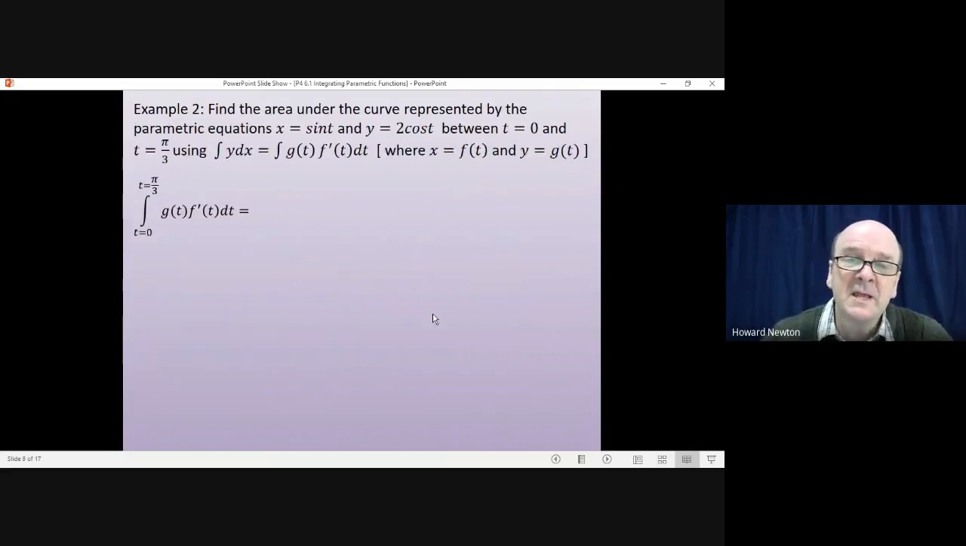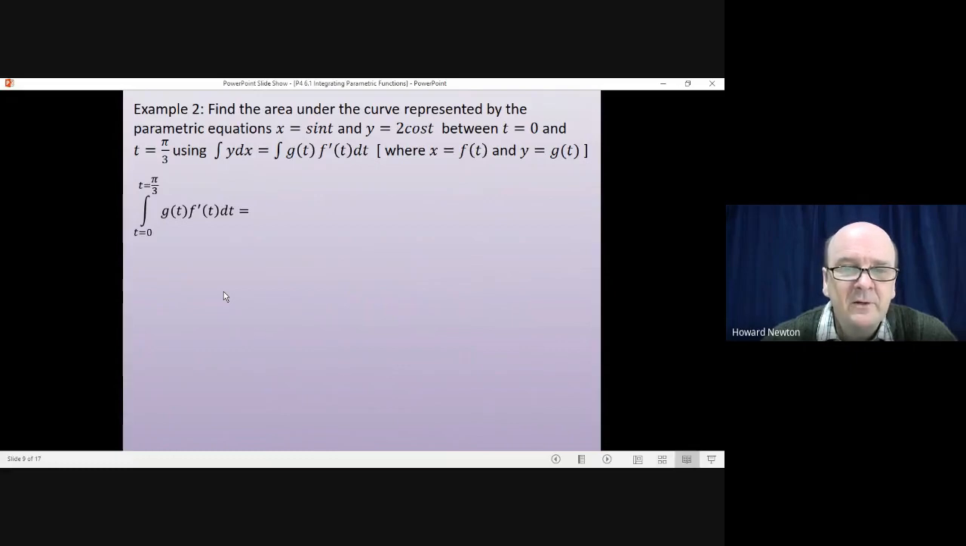Okay, example 2 is slightly harder because the integration that you're going to have to do is slightly more tricky. We're asked to find the area under the curve represented by the parametric equations, x equals sine t and y equals 2 cos t, between t equals 0 and t equals pi by 3, using the normal formula with the normal definitions for x and y in terms of f of t and g of t. When you do the integration, you're going to have to use a trig identity that turns up on a lot of integration questions. But anyway, have a go at the whole question yourself, pause the video, and come back to me when you're ready.